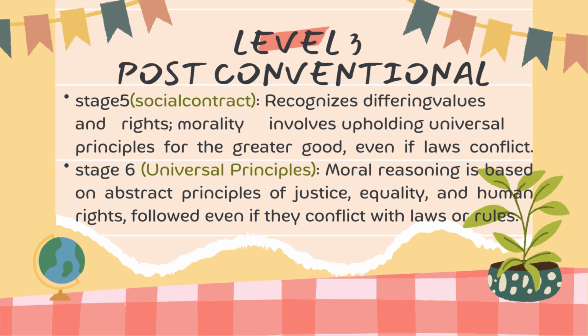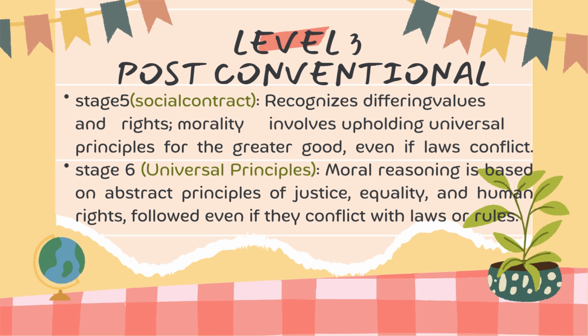The first stage is stage 5, which is social contract. It recognizes differing values and rights. Morality involves upholding universal principles for the greater good, even if law conflicts. In stage 5, a person starts to understand that people have different opinions, values, and needs. They realize that laws are made to help everyone, but they also know that some laws can be unfair. So, instead of following rules blindly, they think about what is best for the whole community.